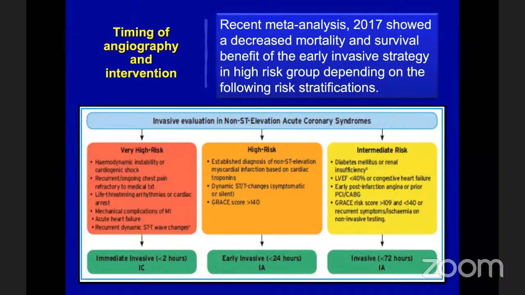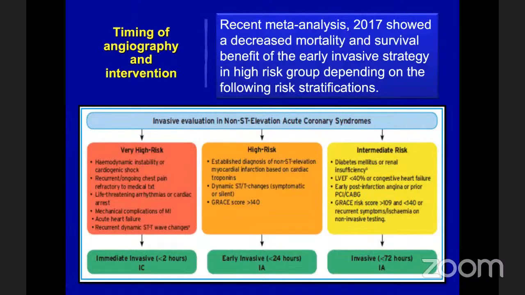The other group, those with an established diagnosis of non-ST elevation myocardial infarction based on cardiac troponin and dynamic ST changes, or stratified by risk score, especially the GRACE score recommended by the last guideline, and who have a high-risk score, more than 140, will benefit from an early invasive strategy in the first day of presentation.